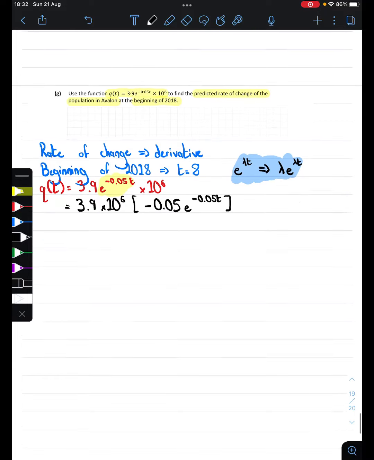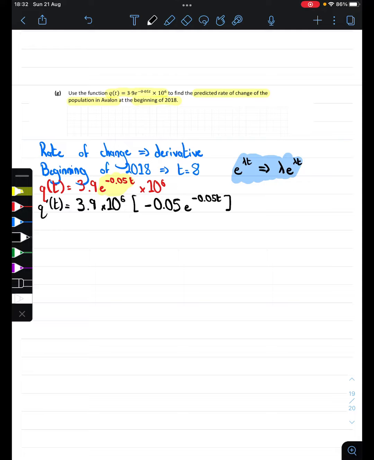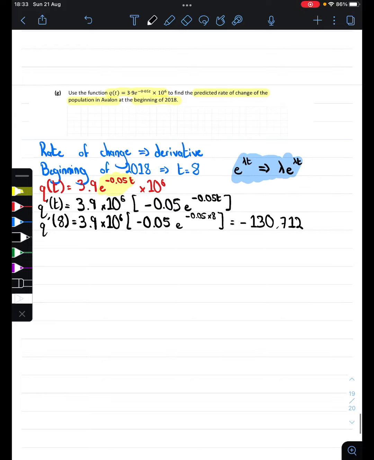Okay, and so this is our q prime of t, and now we want to evaluate this at t equals 8, which is 3.9 by 10 to the power of 6 by minus 0.05 e to the minus 0.05 by 8. Put that all into the calculator and we get minus 130,712. And again, just because we're working with people, we'll round to the nearest number.